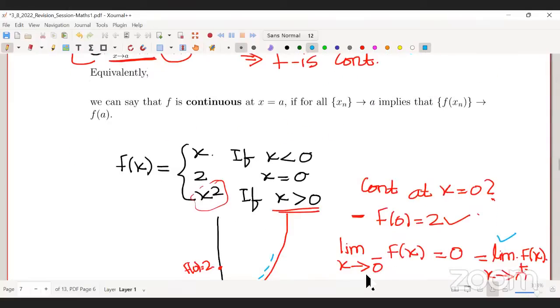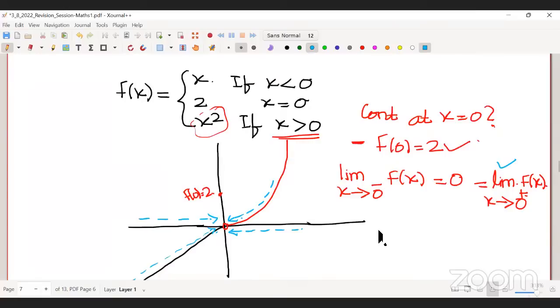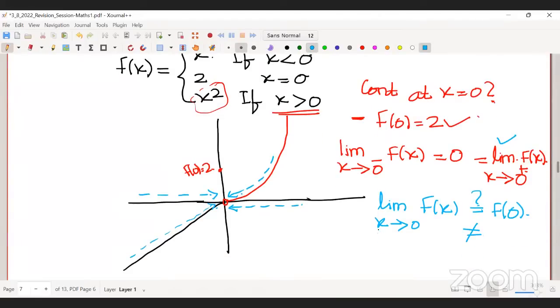Next, go to the third step: whether the limit of f of x is equal to f of 0. No, sir. Because intentionally I have changed this value to 2. So that means these two things are not the same. That means f is not continuous.